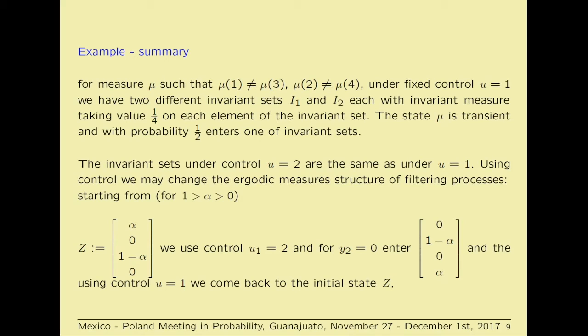And then, of course, one can see another fact: if we change the control, we can change invariant measures. So first here we see that the invariant sets under control U2 are the same as the invariant sets under U3, but it depends on the form of the transition operator.